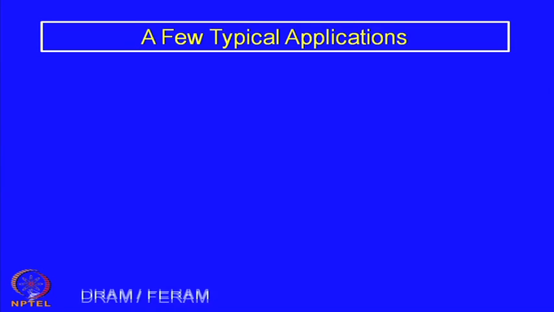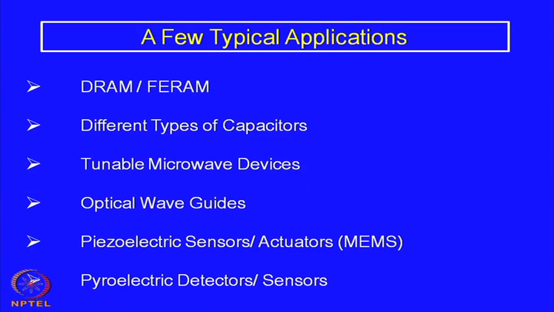Some of them we have discussed in passing. For example, a very important application is DRAM, dynamic random access memory, that is the memory used extensively in microelectronics or computer technology and so on.